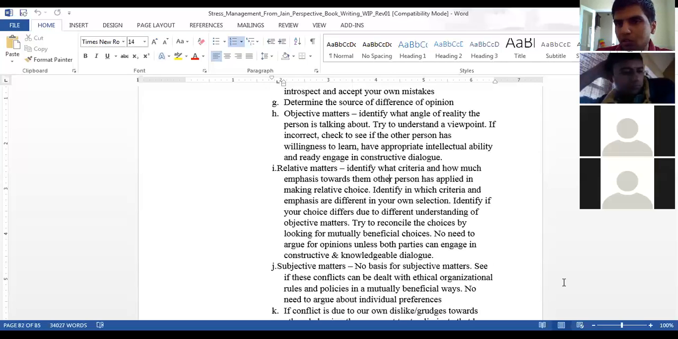In objective matters too, you want to understand why a person is thinking about something that way, why he has a certain opinion about certain facts in nature, and what the basis of his opinion is. If you understand that, then you have better chances of resolving that conflict. There is a benefit to such a process, right? Sometimes we may think that we have the right opinion, but in reality it may not be right.